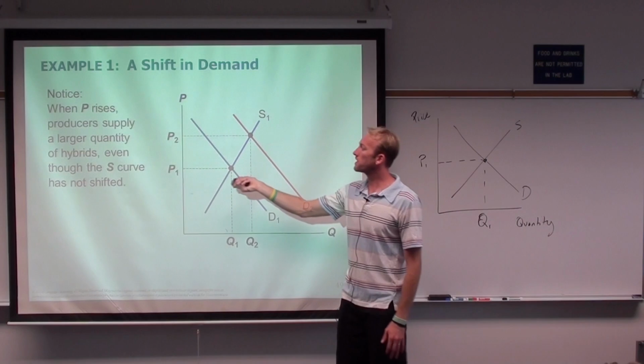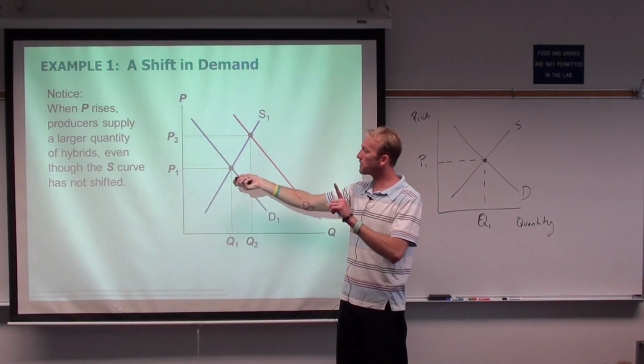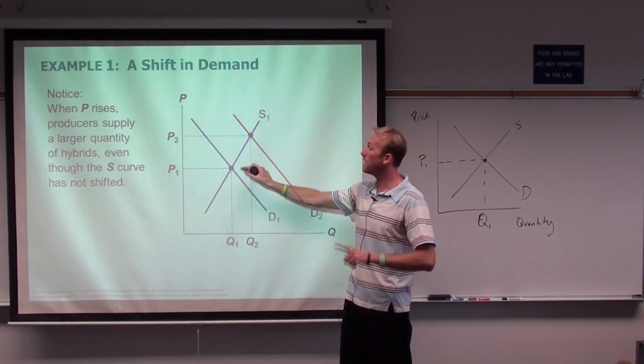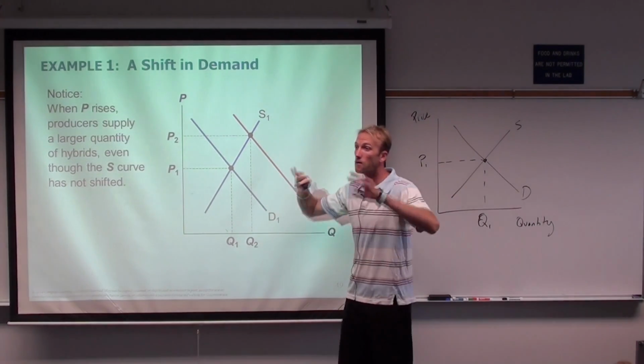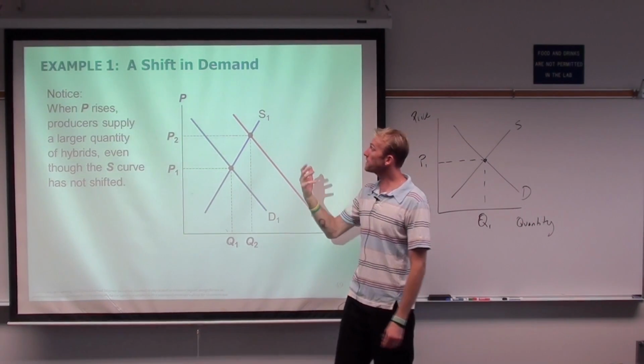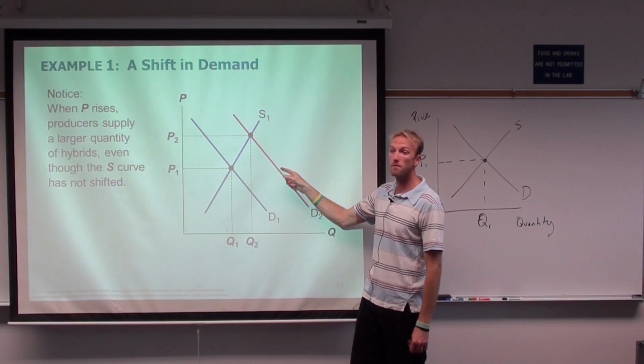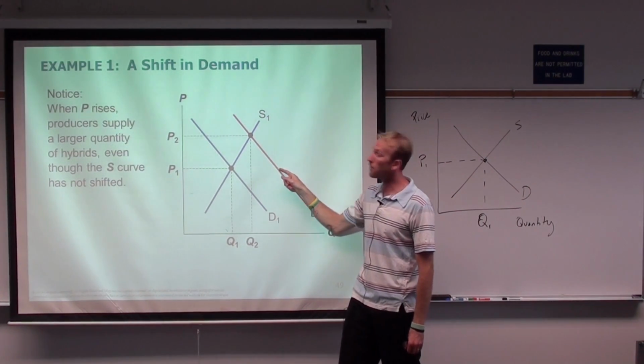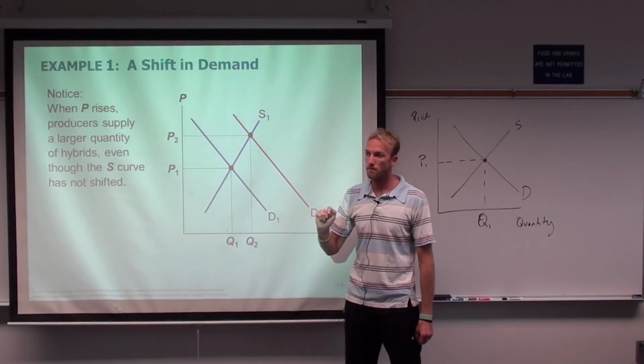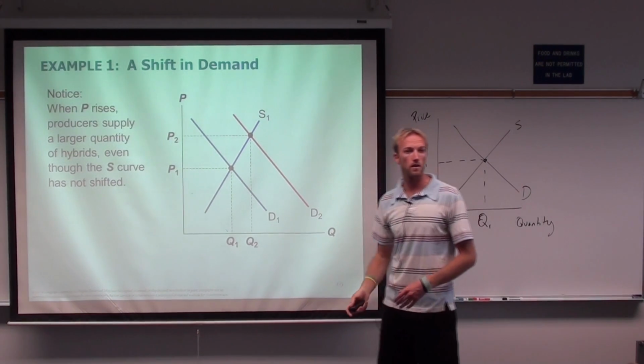Because if the marketplace had stayed at this price P1, but then the demand curve shifted, we have a problem. All of a sudden, all these people are going to be wanting cars, but not a whole lot of people are going to be supplying them. So both changes had to occur.